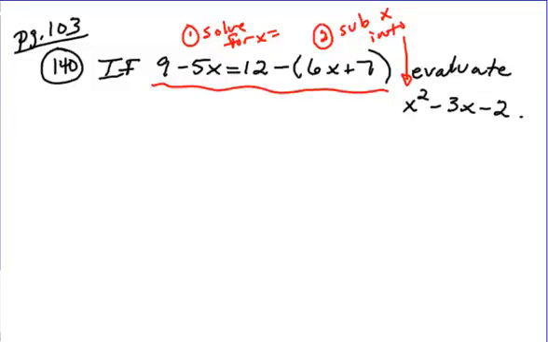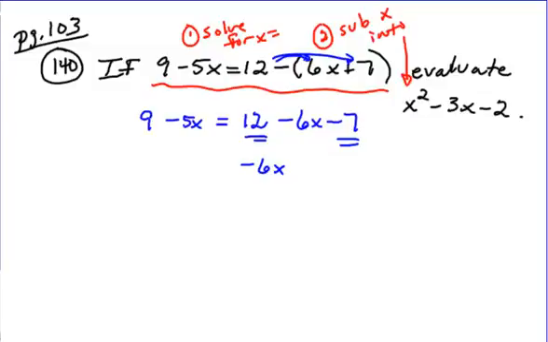What's the first thing you guys see? Simplification-wise, what should we take care of first? Parentheses? Yeah. Let's take the negative and distribute it. So negative 6x minus 7. I'll just recopy everything else. We can put more stuff together, right? 12 minus 7 gives us what? 5?